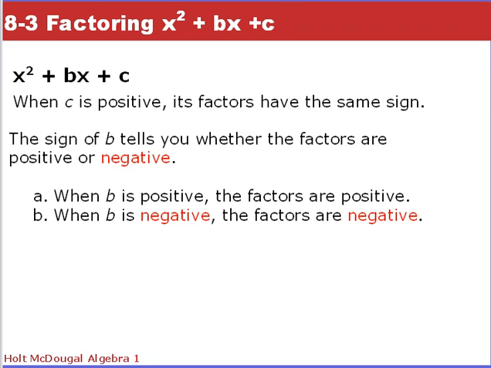So in this case, when c is positive, the factors have the same sign. The sign of b tells you whether the factors are positive or negative. When b is positive, the factors are positive. When b is negative, the factors are going to be negative.